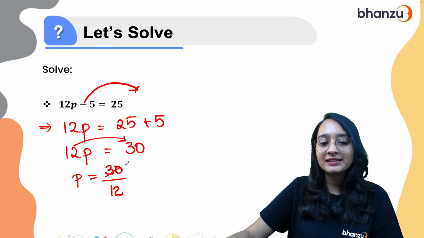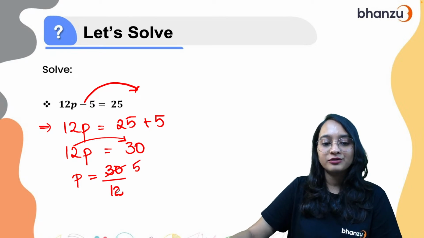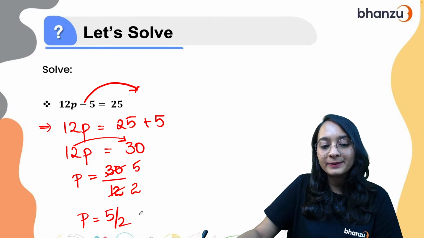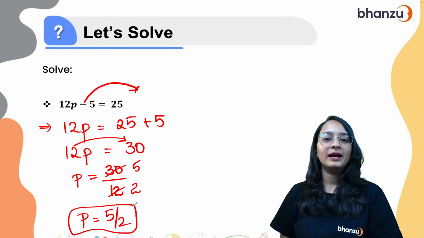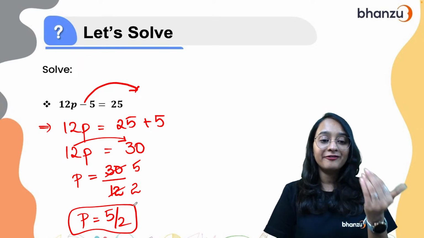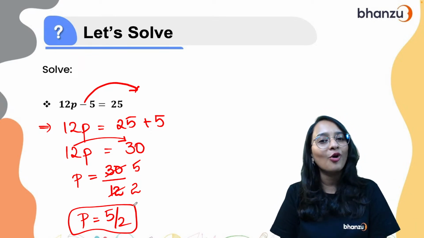Both of them can be cancelled using your 6 table. 6 into 5, 6 into 2. So what is the value of the variable? 5 by 2. And yes, you can have a variable's value as a fraction, decimal, negative number also.